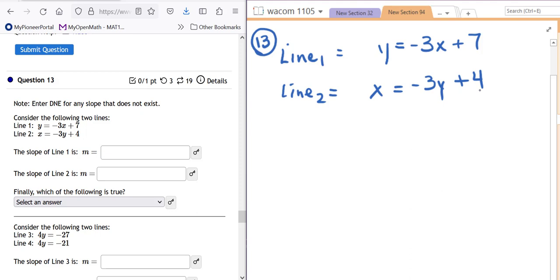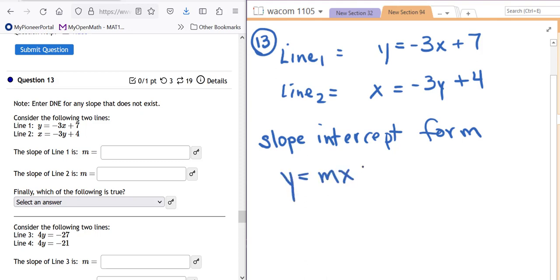And they're asking us the slope for each one. If you are in what's called the slope-intercept form, which has y isolated, then your slope will be the coefficient of the x. You have to be in this form, though, to read it off. So our first one, our slope here is -3. Line 2 is not in this form, so you have to do some algebra with it. You need to isolate the y.